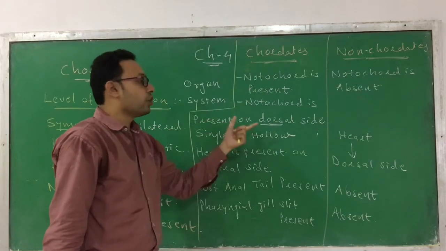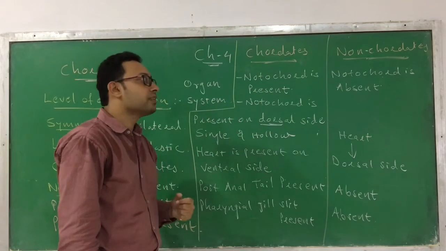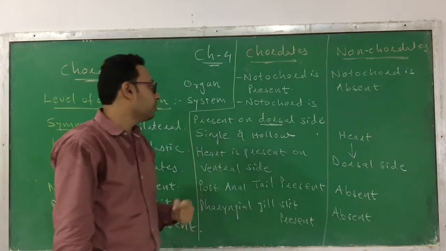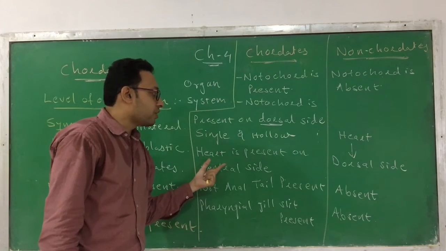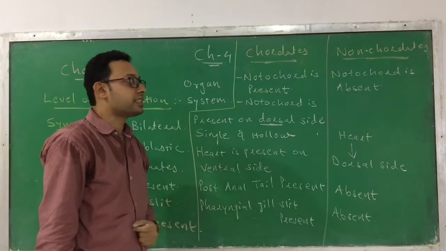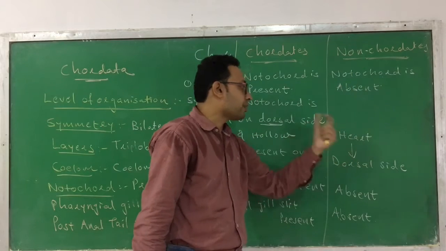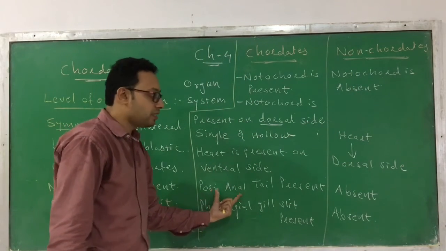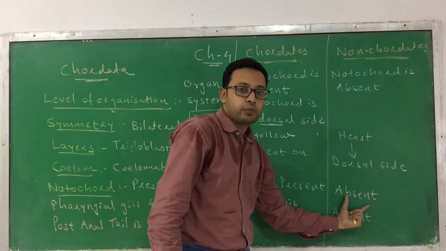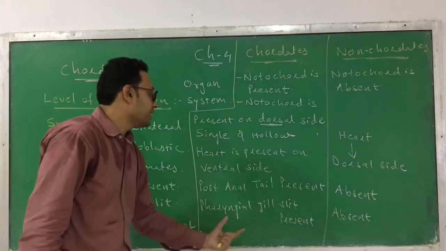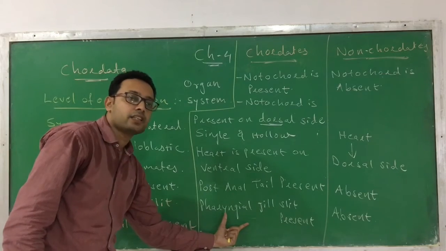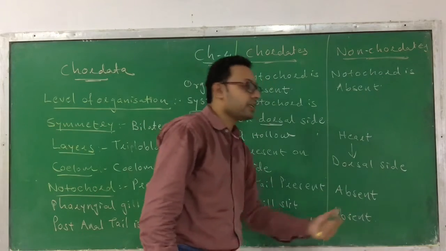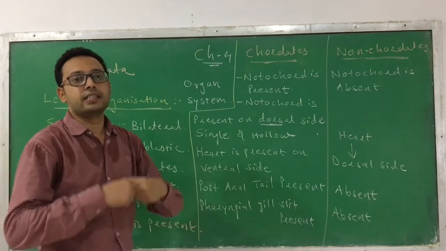In chordates, the notochord is present on the dorsal side and it is single and hollow. In chordates, the heart is present on the ventral side. In non-chordates, it is present on the dorsal side. In chordates, a post-anal tail is present. In non-chordates, the post-anal tail is absent. In chordates, the pharyngeal gill slit is present. In non-chordates, the pharyngeal gill slit is absent.